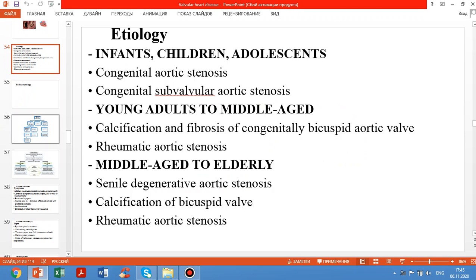of bicuspid valve, and rheumatic aortic stenosis.